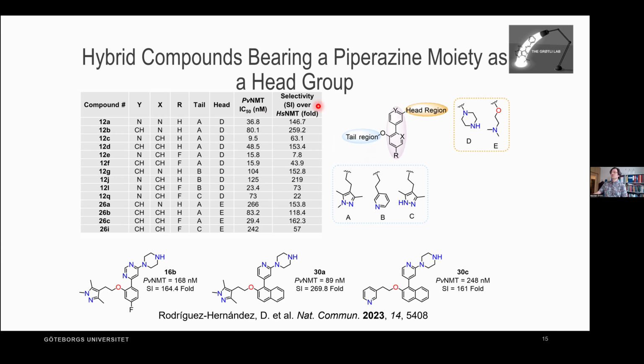But the selectivity was not very good at all. But look at this. We have compounds here that have a selectivity index. That means a preference for P. vivax over the human enzymes. Everything from around 7.8 all the way up to 260-fold difference in selectivity. It's pretty good.